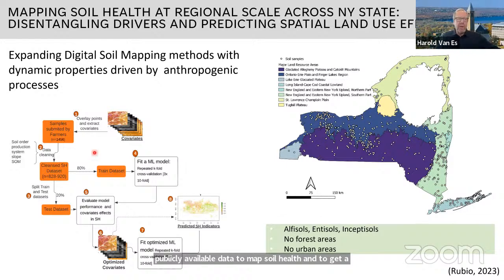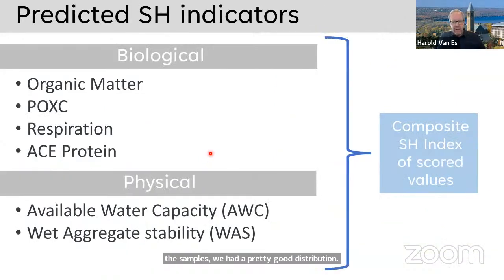So we used machine learning technology to do that. This is part of Valentina Rubio's PhD research, by the way. And here's a map of the state of New York that has the main different land resource areas. And you can see the samples. We had a pretty good distribution. And so we used machine learning to predict these soil health indicators. I'm going to focus more on the composite soil health index in the interest of time. So that's the overall soil health.